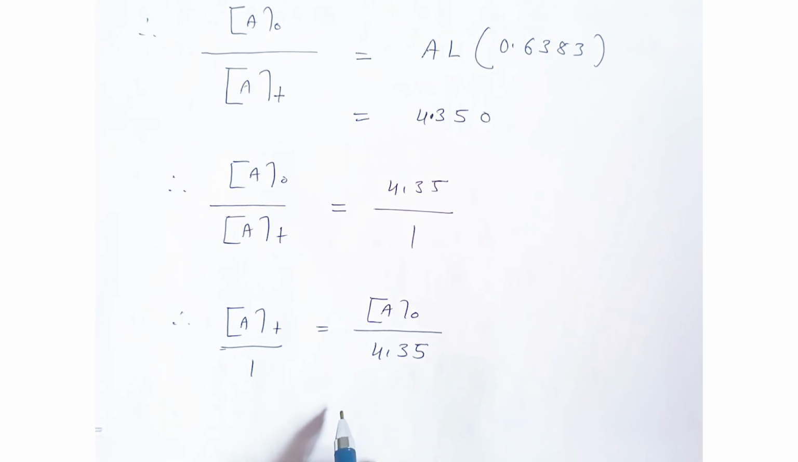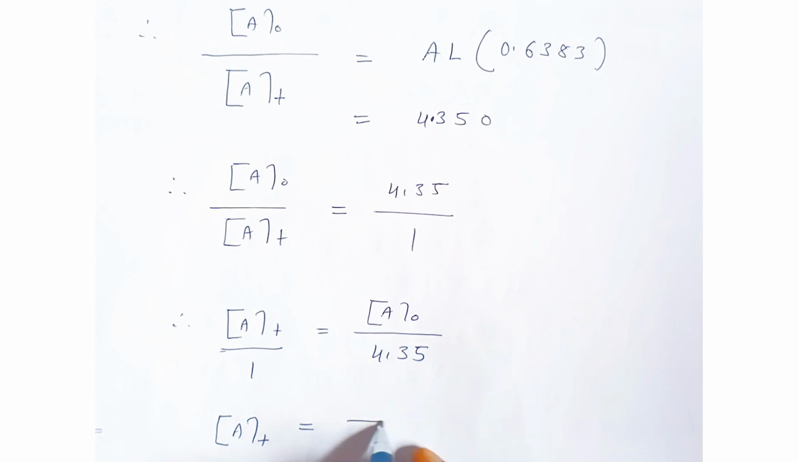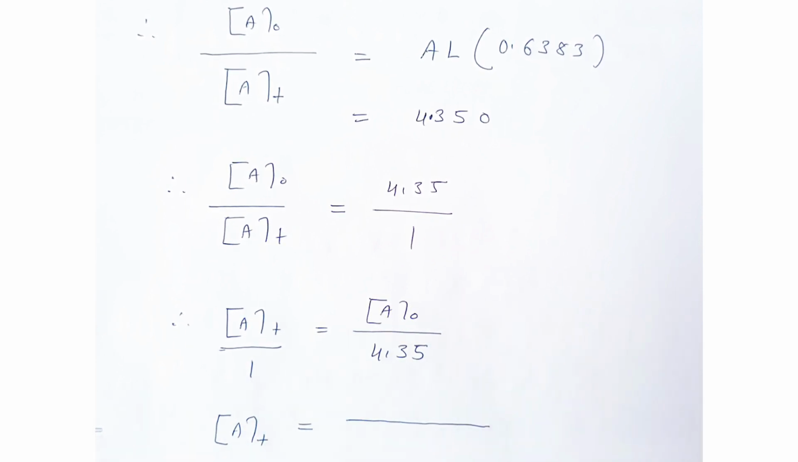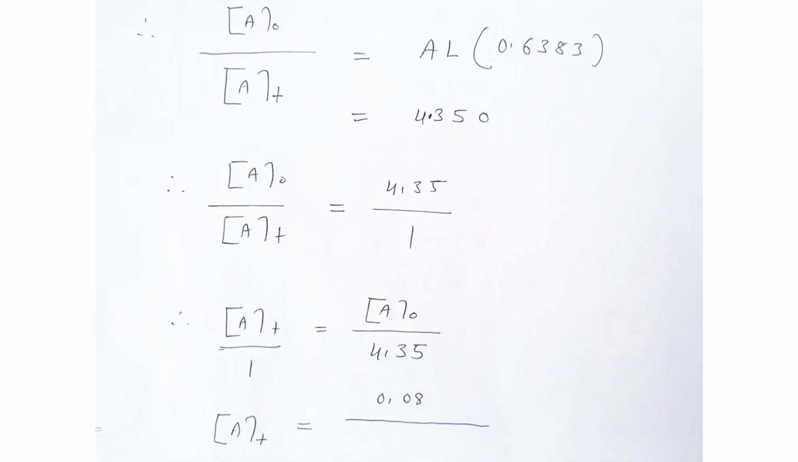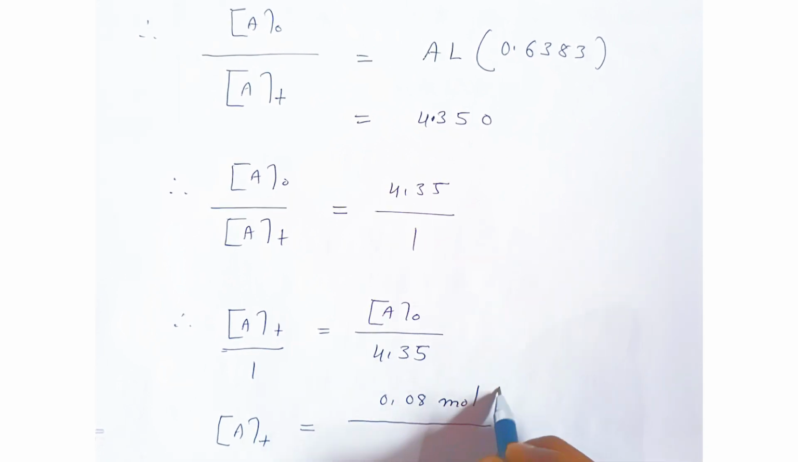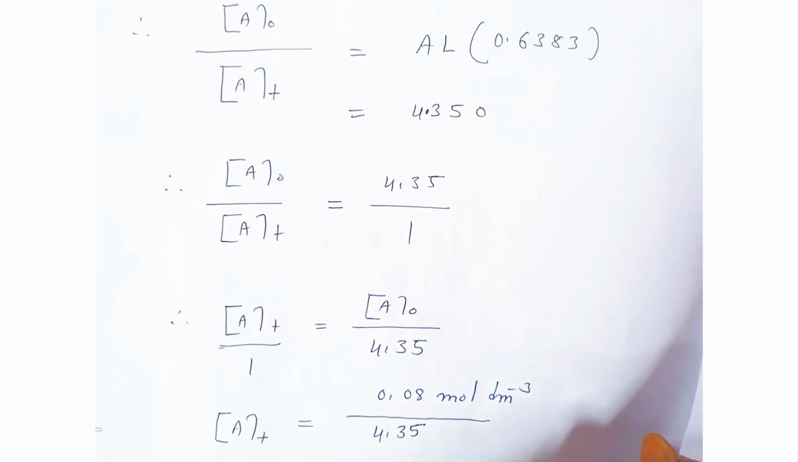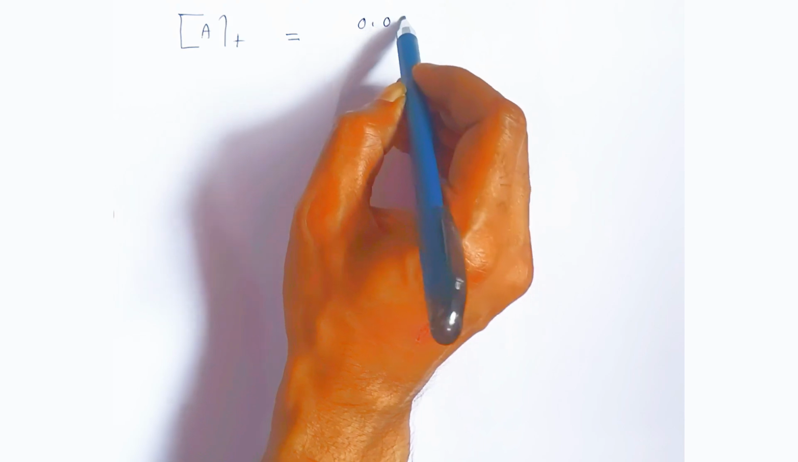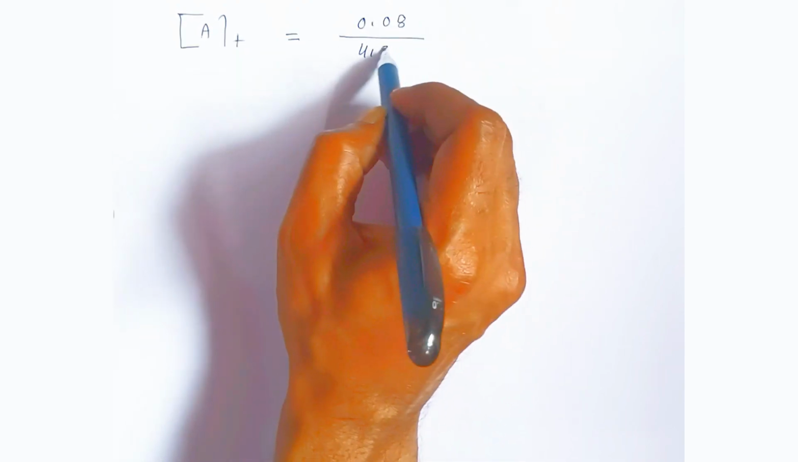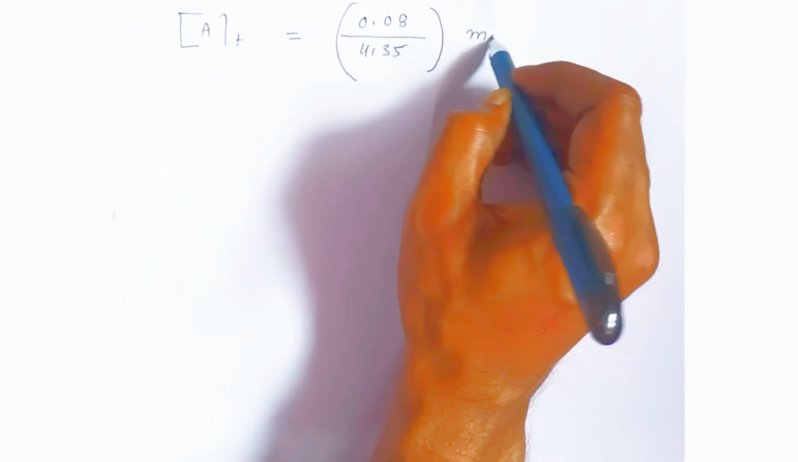Now what will be the concentration of A at time t? You have to just put the value. The initial concentration is already given to you, that is 0.08 mole per dm cube. You have to divide this value by 4.35. Again, decimal number division is coming. So the concentration of A at time t will be 0.08 divided by 4.35. You have to consider this as y, and that is mole per dm cube.